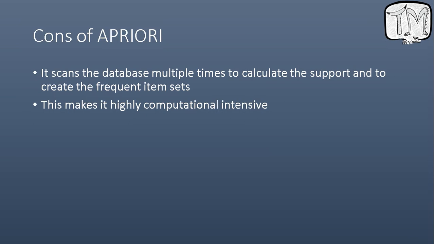To create the frequent item sets, that is, to calculate support and confidence, the Apriori algorithm requires scanning the entire database multiple times. And as we know, our transaction data can be really huge. It can contain millions or even billions of records. So scanning through all that data is really computationally intensive.